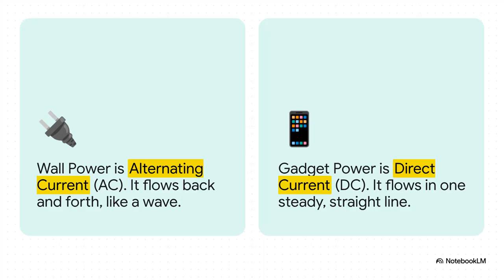See, the electricity coming out of your wall is called alternating current, or AC. The best way to picture it is like a wave in the ocean, constantly moving back and forth, back and forth. But all our precious gadgets, our phones, our laptops, they can't handle that. They need direct current, or DC, which is a nice, steady, straight line of power. So the question is, how do we get from one to the other?